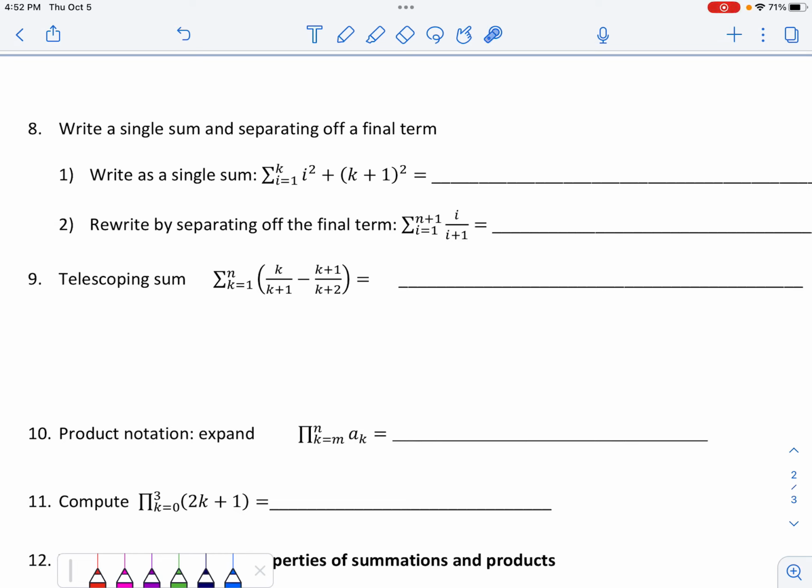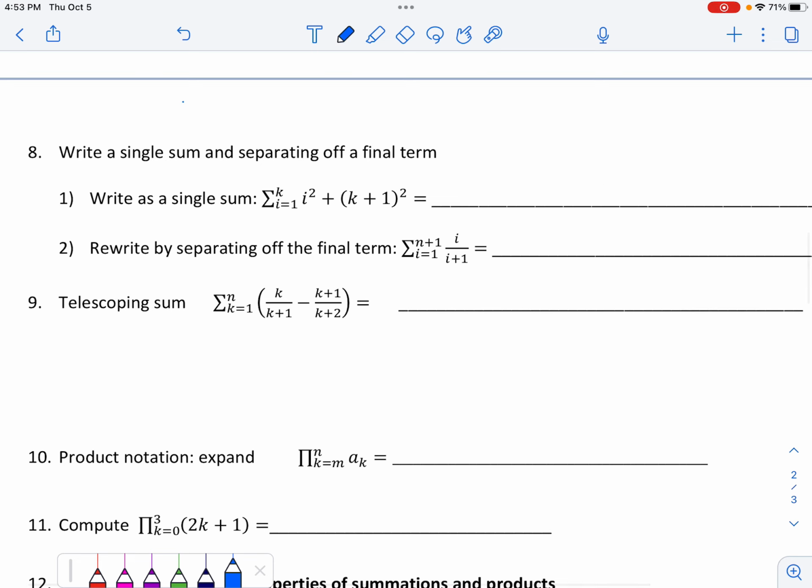Another useful skill in this chapter will be to write this sum into one single summation notation. And also the reverse of that: write this single sum into two terms, one is the sum and the other one is the final term. Now, how do we begin?